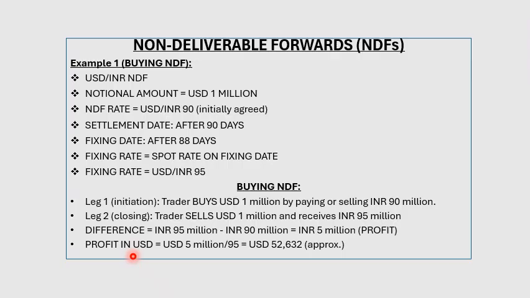However, since INR is a non-deliverable currency, this INR 5 million profit will need to be converted to USD at the spot rate on the fixing, which is basically the fixing rate. Hence, the trader's profit is USD 5 million divided by 95, which is USD 52,632 approximately. Note that the fixing rate is used for conversion. The trader can remit this amount to his home country, subject of course to the tax, forex and other regulations.